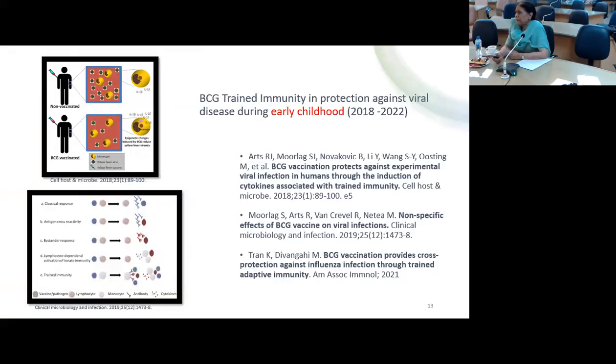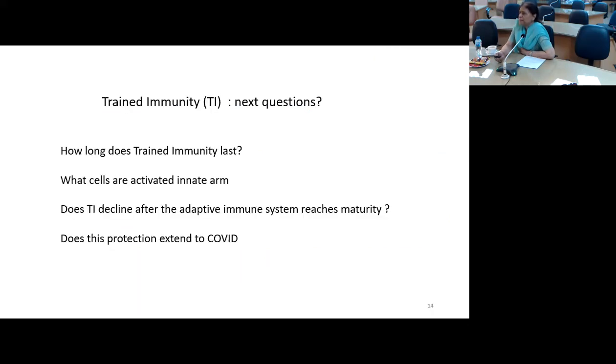So basically, the concept was quite established. And you can see that it's a recent concept because these are all papers that were published within 2018 and 2022. And basically, it was very well established here that BCG trained immunity really plays a role against viral disease during early childhood. And this was based on what I have previously shown, based on reprogramming of the innate cell and in epigenetic reprogramming and metabolic reprogramming. I won't go into the details of that. The papers are listed here.